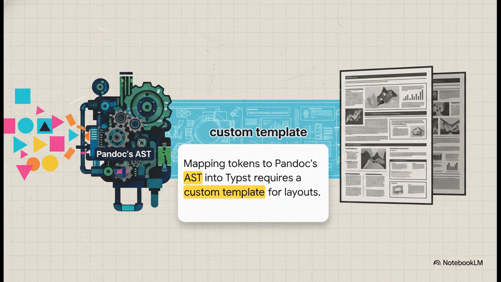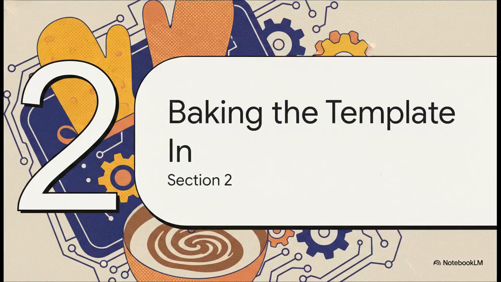To get the output they actually needed, especially for those complex character sets we just talked about, they required a highly customized Typst template to bridge the gap between Pandoc's raw, structured output and the final polished PDF. Because without that custom template, the AST is really just raw data sitting there without any proper visual styling. Which leads us perfectly into Section 2, baking the template in.